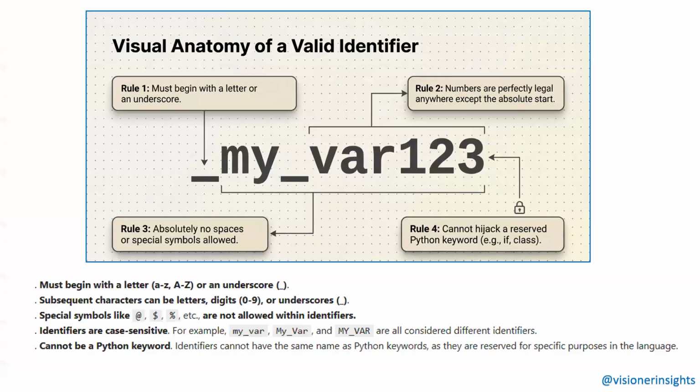So let's look at a perfectly legal identifier, underscore myvar123. This visual breaks it right down. Rule number 1, it has to start with a letter or an underscore. Yep, we're good. Rule 2, numbers are totally fine, just not at the very beginning. Check. Rule 3, no illegal characters like spaces. We used underscores to link the words. Perfect. And Rule 4, we didn't use a protected keyword. It's clean, it's legal, and most importantly, it works.